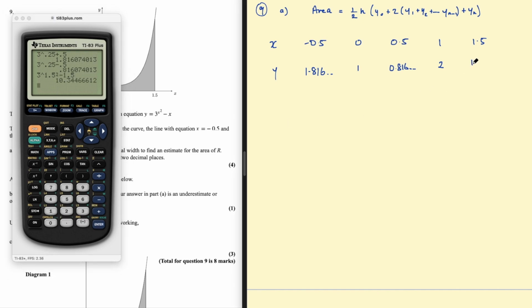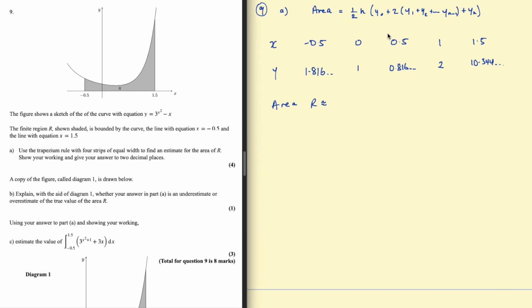And that gives me 10.344 and so on. Okay, then we need to take these values and plug them into our trapezium formula. So the area R will be approximately half of the interval. Well, the h here is a half because we've gone up by intervals of half, so this will be a quarter multiplied by y0, so 1.816 plus 2 times these values added together, so 1 plus 2, let's just write 3, plus 0.816, and then plus the final y value, so 10.344.